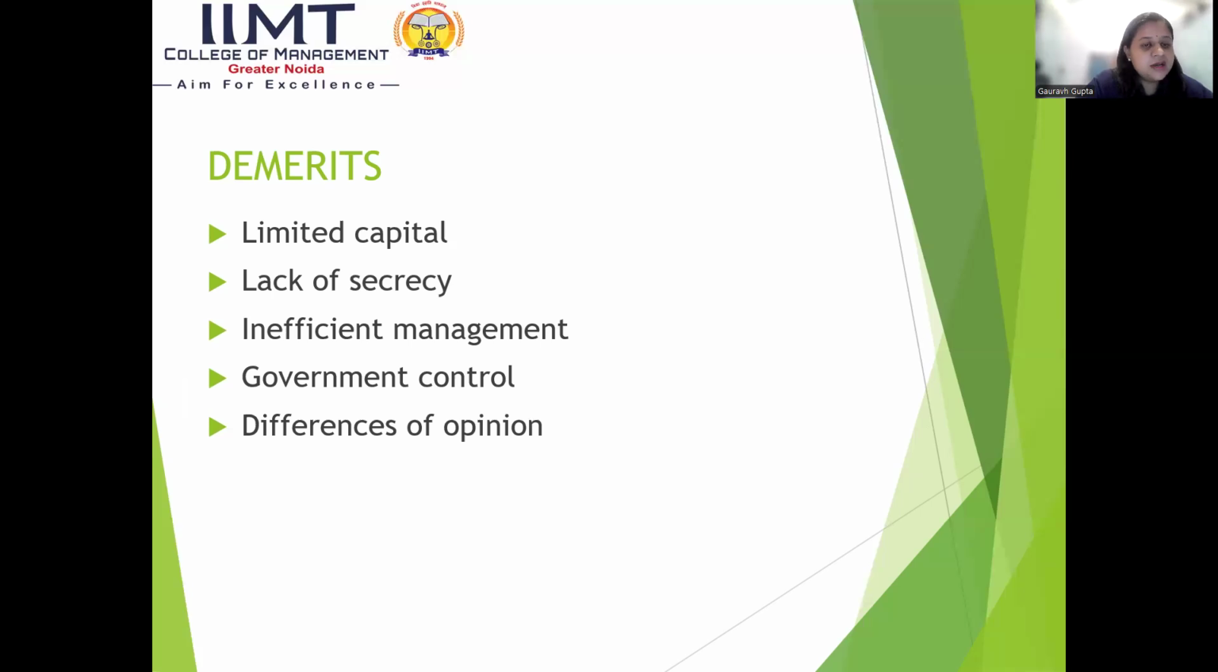Next point, inefficient management. Members working on a voluntary basis may lack necessary expertise and skill, leading to inefficiency in operations and management. Differences of opinion. Differences of opinion as a result of individual interest over welfare may lead to conflict amongst the members.